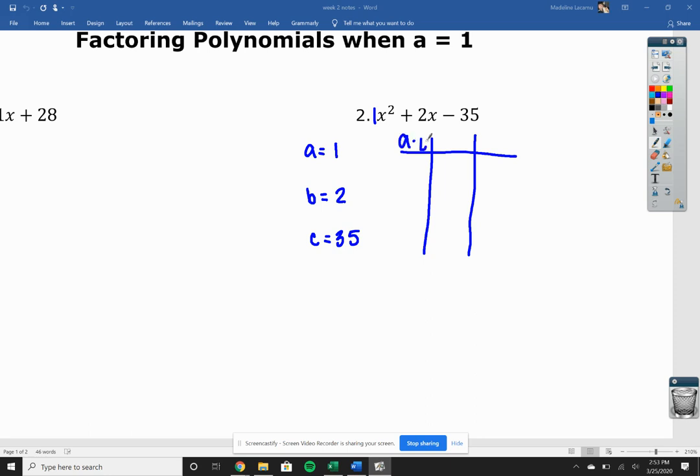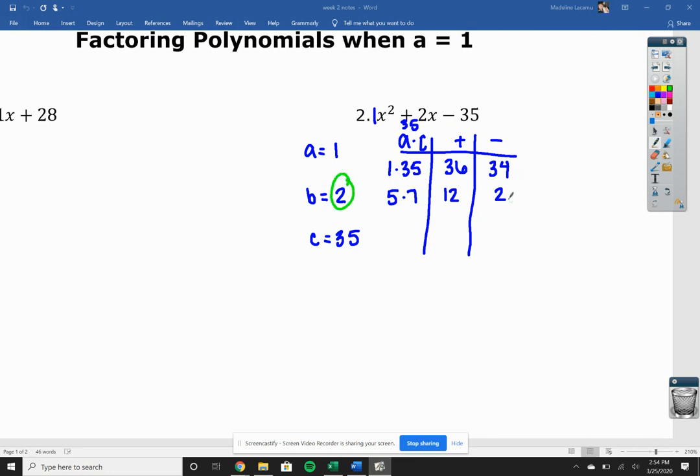So I have a times c, plus and minus. Now a times c is going to be 35, because 1 times 35 is 35. And all of my factors are 1 times 35, 2 times nothing, 3 times nothing, 4 times nothing, 5 times 7, 6 times nothing, 7 times 5, which we already have, so we're done. When we add these, we get 36 and 12. Subtract, I get 34 and 2.